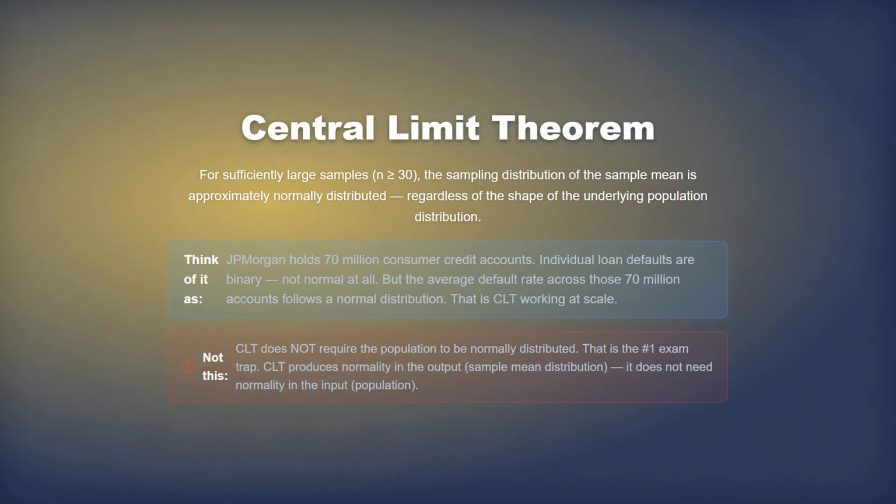The common wrong answer on the exam. Candidates choose the answer that says the population must be normally distributed. That is the trap. The CLT is powerful precisely because it does not require the population to be normal. Normal comes out of the process, it does not need to go in.